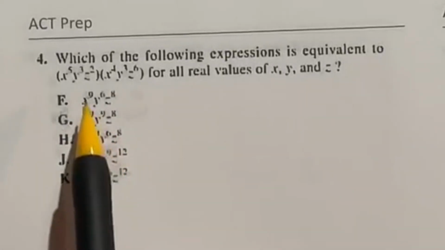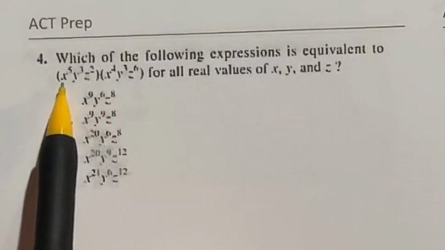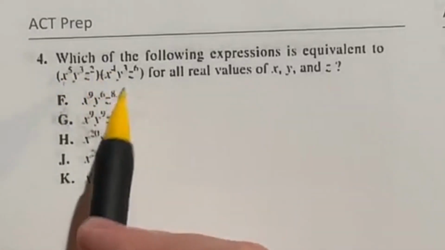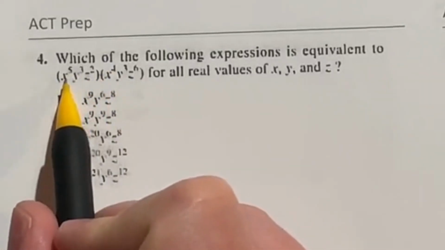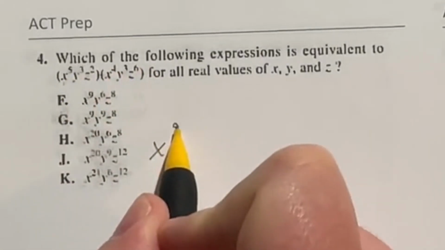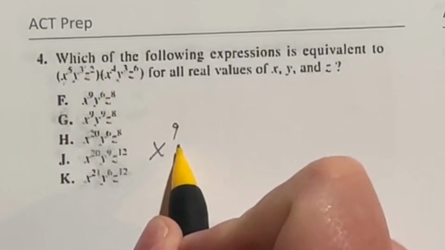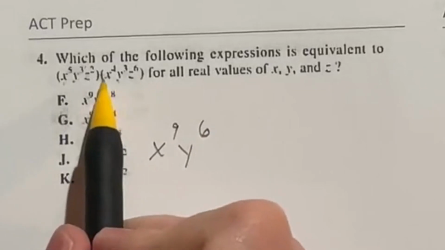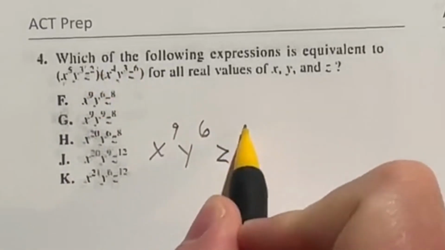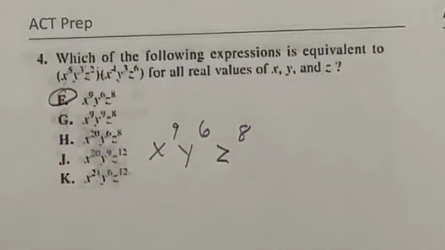Tasty. Some more exponent rule questions. So, if you're multiplying two terms that have the same base and different exponents, when you're multiplying them, you can actually just add the exponents together. So, in this case, I have x to the 5th and x to the 4th. When added together, that would give me x to the 9th. We have y to the 3rd and y to the 3rd again. When added together, we have y to the 6th. Then we have z squared and z to the 6th. So, added together, that would be z to the 8th. So we're looking for a 9, 6, 8 here, which is going to be option F.